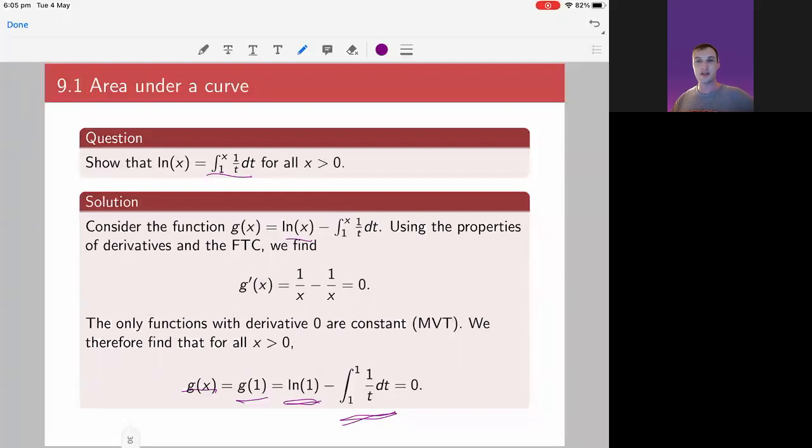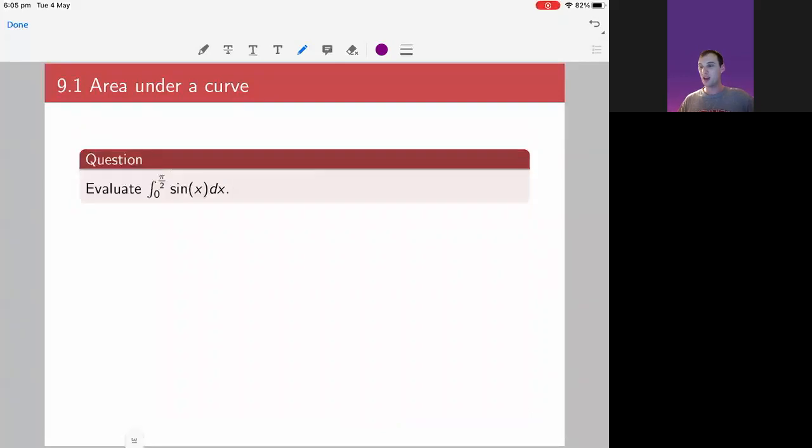So this now shows that there's a fun way of describing the natural logarithm function. You can think of the natural logarithm function as an area function. So that's quite nice. Now we'll move on to some more concrete examples.